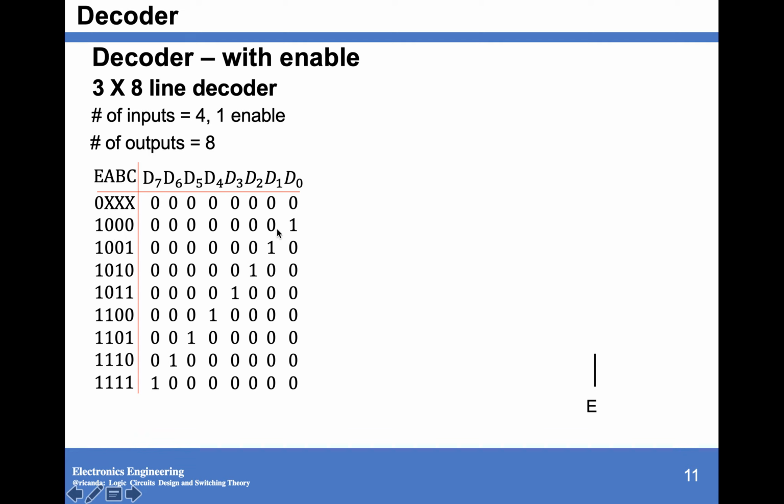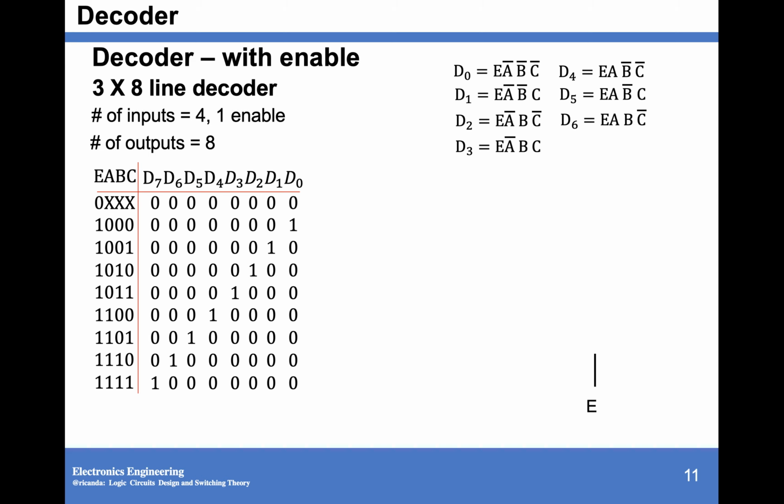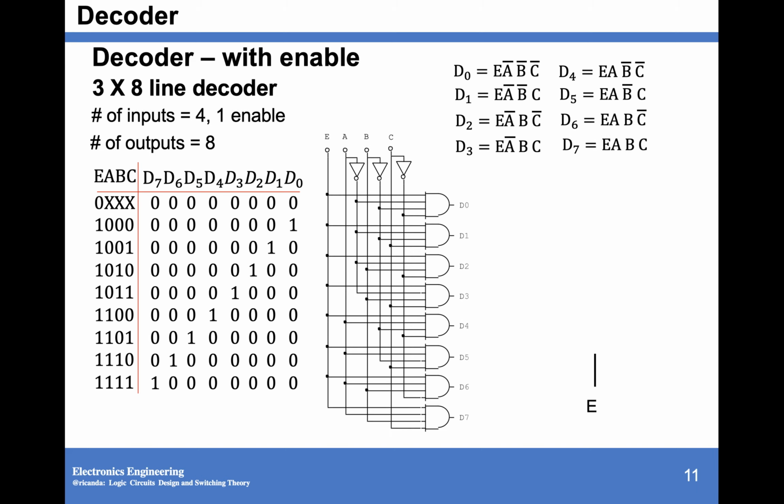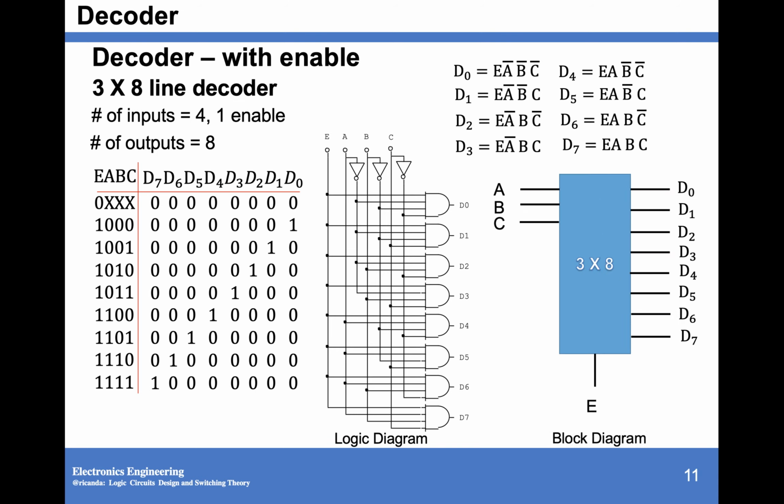If we have 000, that is D0, this 0 is 1. If you have 001, then that is D1. If you have 010, that is D2. If you have 011, that is D3. 100, D4. 101, D5. 110 is D6. And 111 is D7. Then we have to get the expression for D0, for D1, D2, D3, D4, D5, D6, and D7. You have to draw your logic diagram and your block diagram.